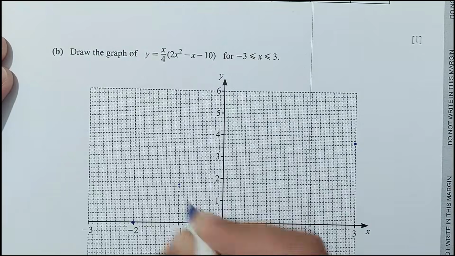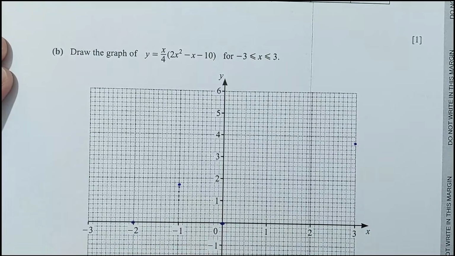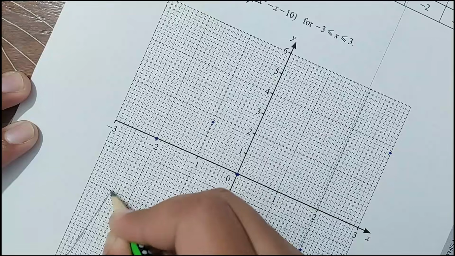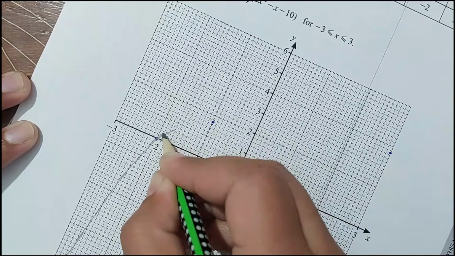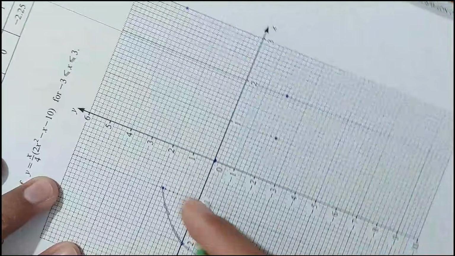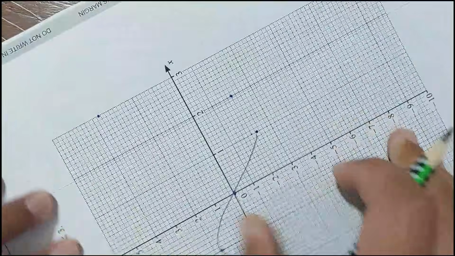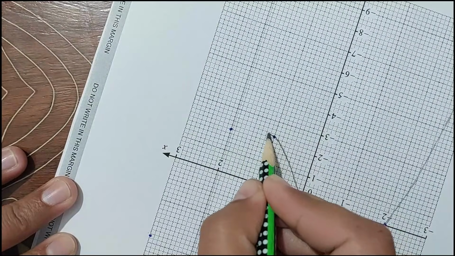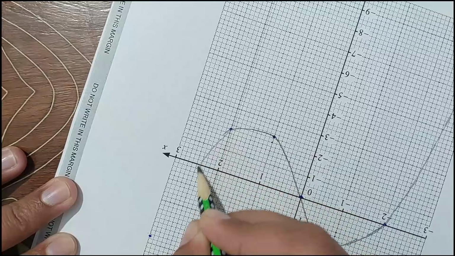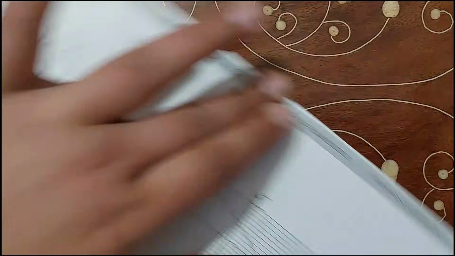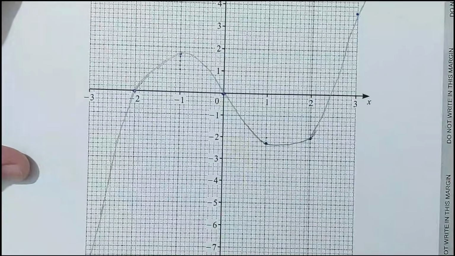Okay, now we have all the points. Let me join them to get the smooth curve for this function. Make sure your sketch passes through all the points which we have mentioned. It's a cubic, this shape does look like a cubic function.